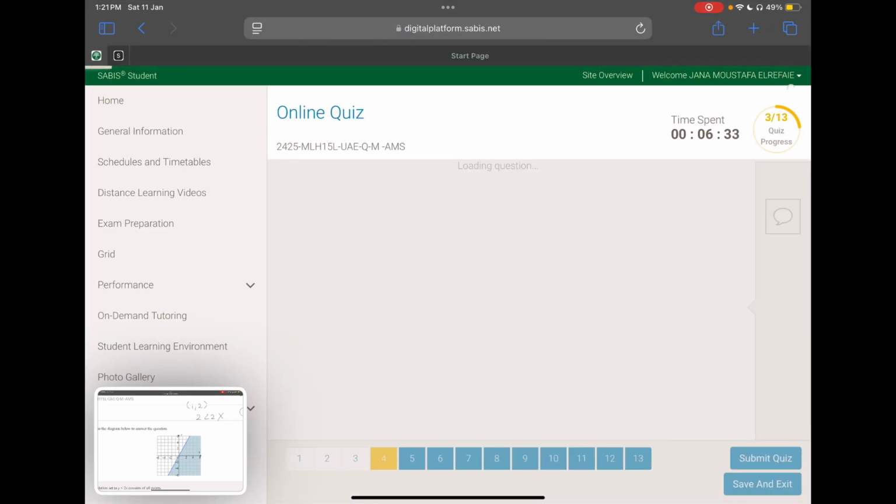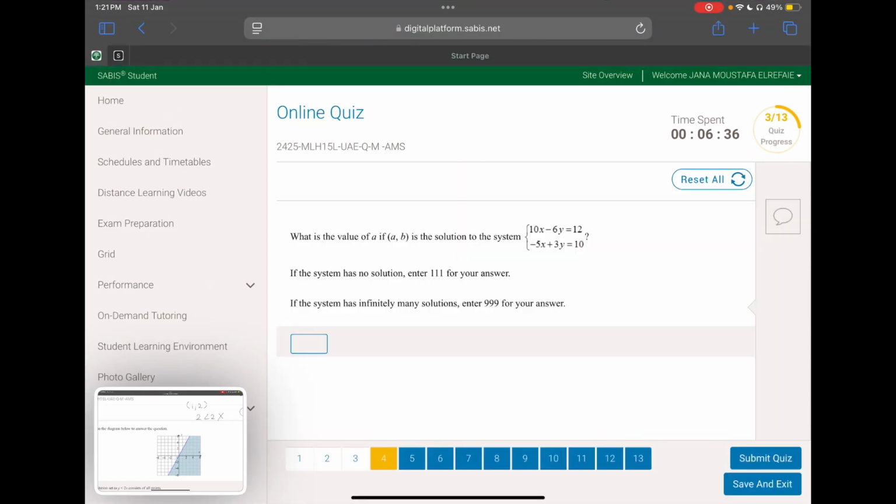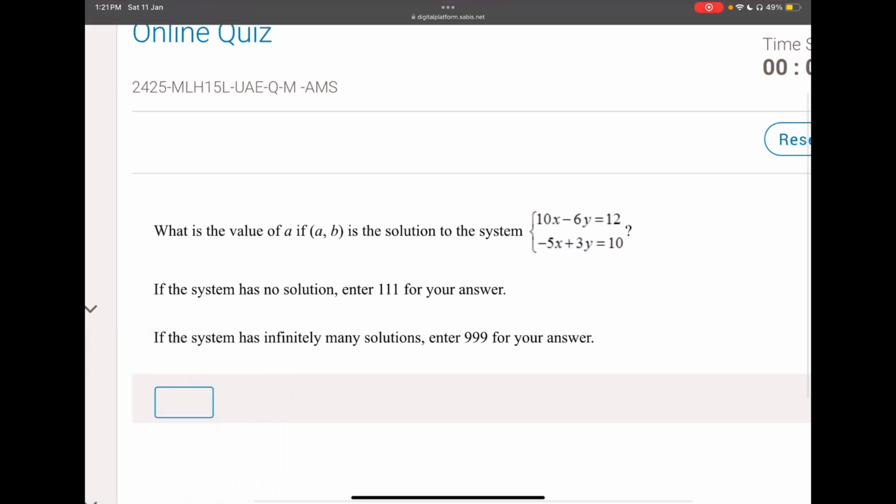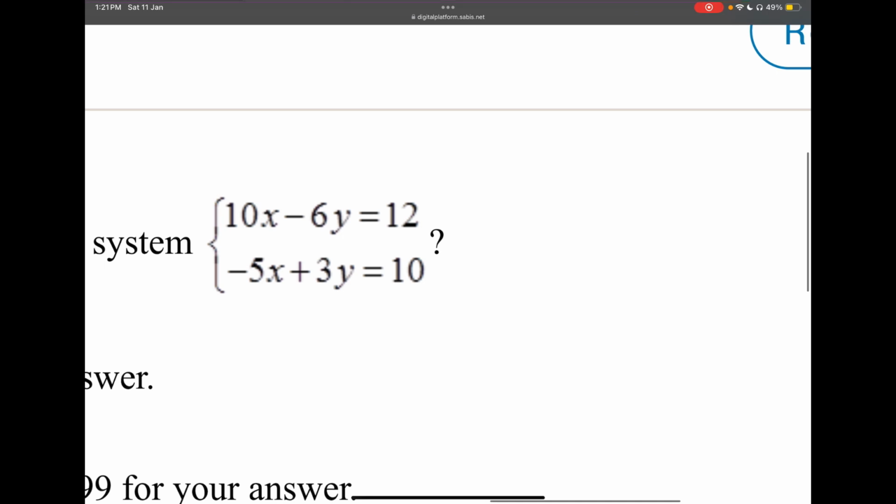Okay, let's continue to number 4. What is the value of A, B? So if we have no solution, we're going to put 1, 1, 1. If we have infinitely many solutions, we're going to put 9, 9, 9. So let us check.